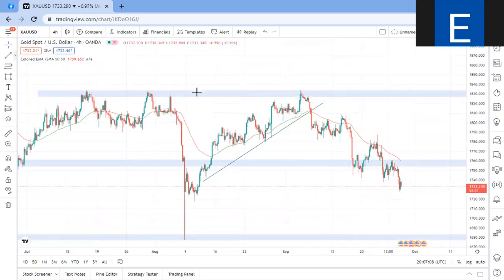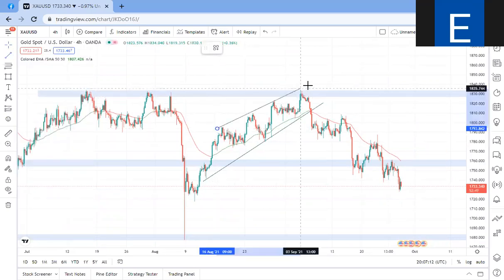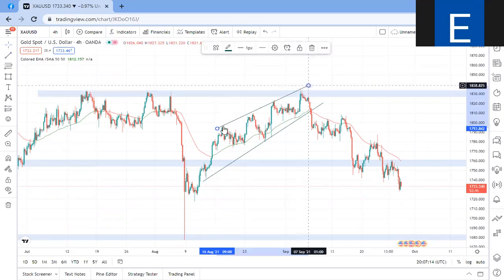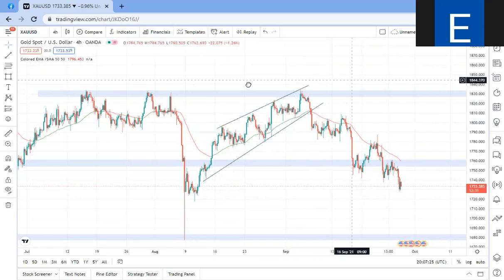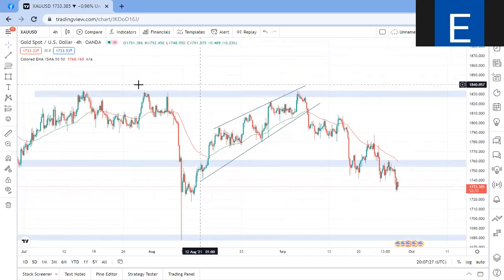So this is an ascending channel. This is more of an ascending channel. You can see how price was ranging, making higher highs and higher lows within this channel.